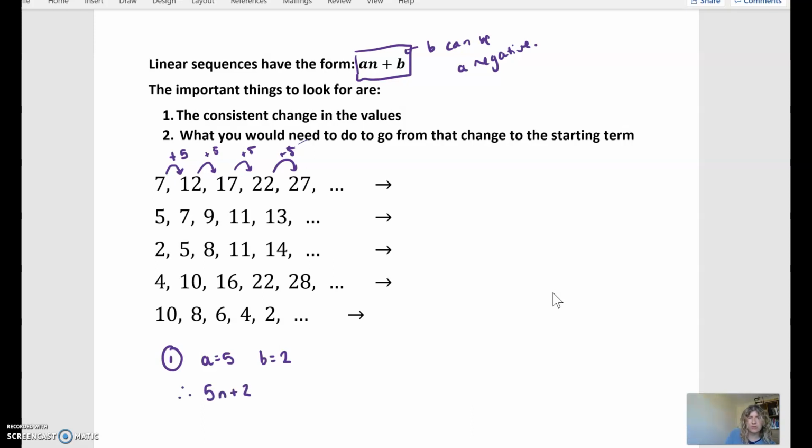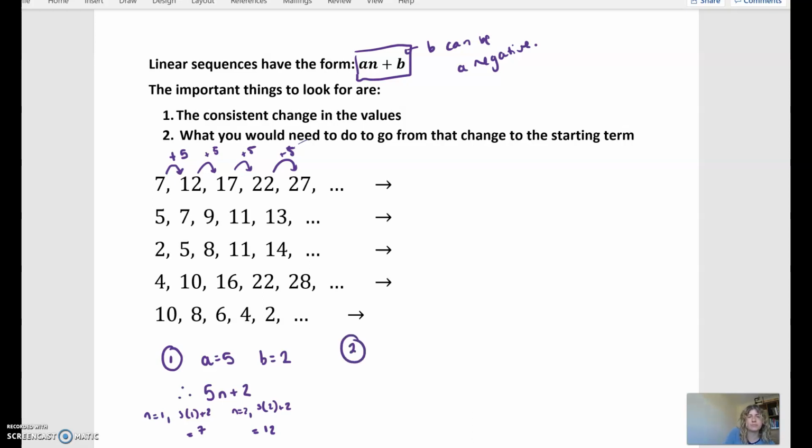Now, if we just try with the first two just to check that we've got it right, okay, n equals 1, that's 5 times 1 plus 2, which is 7. Where n equals 2, we've got 5 times 2 plus 2, okay, that's 10 plus 2, which is 12, and that's perfect because they're the first two terms that we have there. All right, excellent. Let's try the second one.